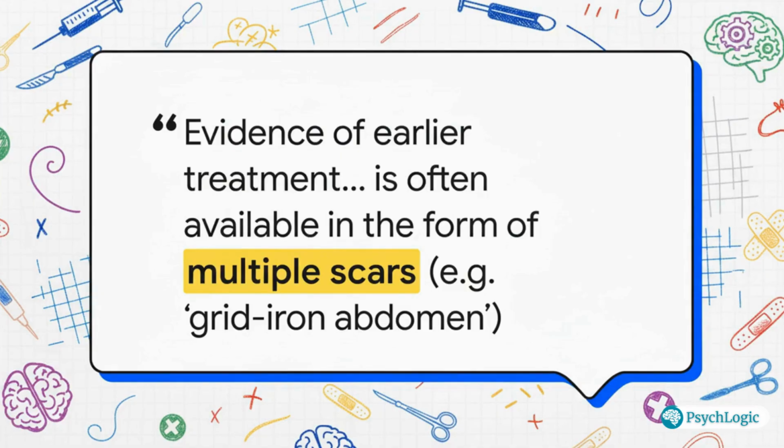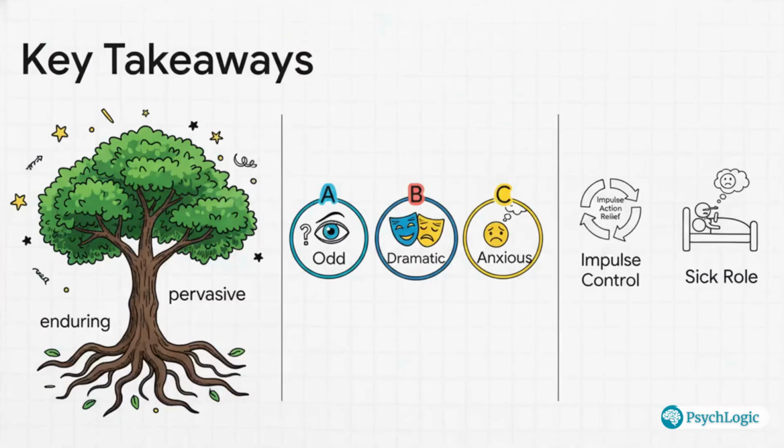This quote from the textbook is just, wow. It's so vivid, and it really drives home how severe this can be. People might put themselves through countless, painful, unnecessary medical procedures. It can get to the point where there's physical evidence, like what's described here as a gridiron abdomen from having so many exploratory surgeries.